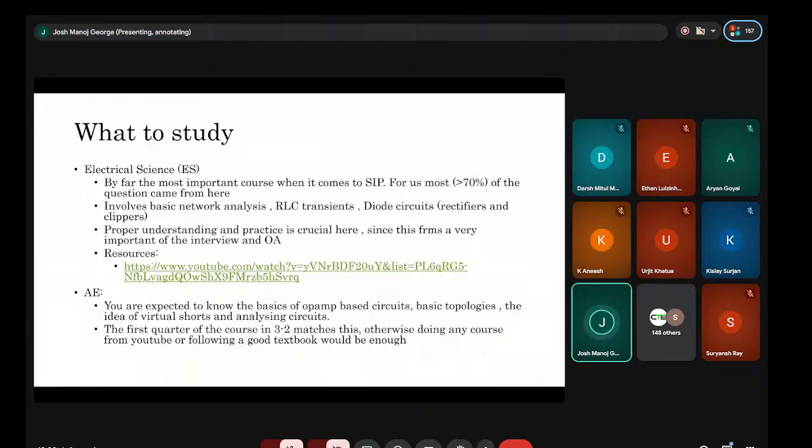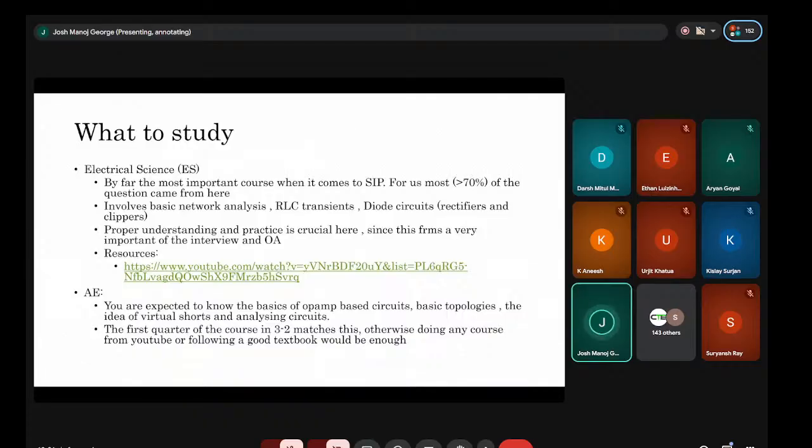Beyond what we learned in 1-2, I think you need to have a good idea of RLC transients. I don't remember exactly if this was done in 1-2, but basically you need to have a very good understanding of RLC transients, network analysis, and diode circuits. Rectifiers and clippers are very commonly asked here. Because of how common this is, it's very crucial that you have good practice here, especially for the OA, because a lot of questions come from here.